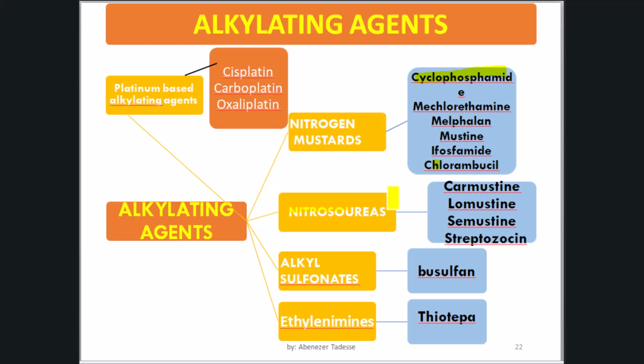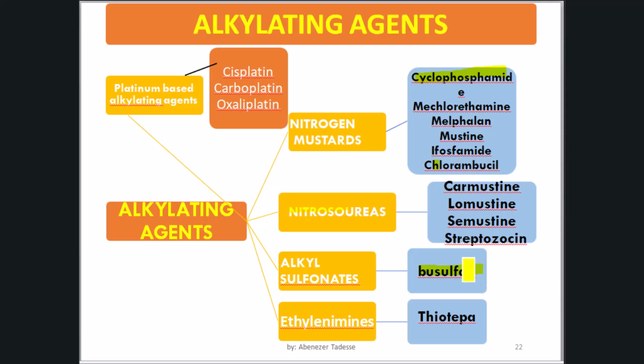The other group is alkylating agents like busulfan. These medications are used in palliative care, especially in leukemias, for symptomatic relief. This drug has a high preference for the bone marrow, so it can alleviate symptoms like splenomegaly, can decrease the spleen size, and is mostly used in palliative care management.